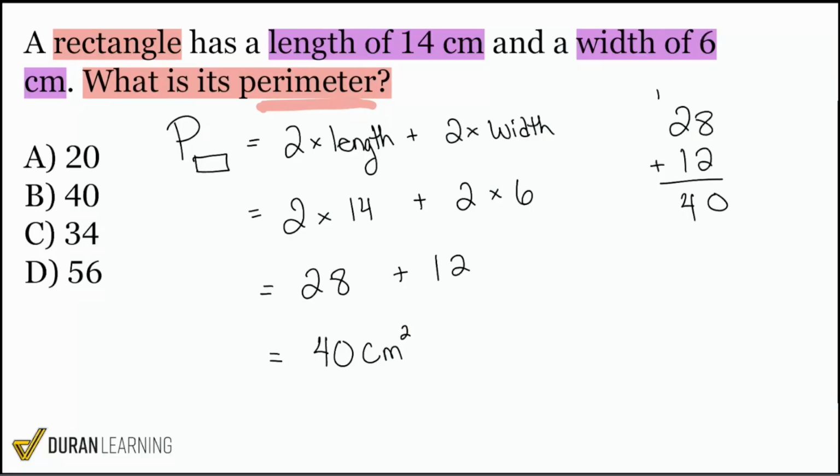Is that correct, everybody? It's almost correct. It is almost correct. Remember, perimeter is a distance. It's not supposed to be squared. 40 centimeters squared? Nope. It's just 40 centimeters. That's our answer, everybody. The perimeter that we're looking for is 40 centimeters, and that's going to be identified as answer choice B.